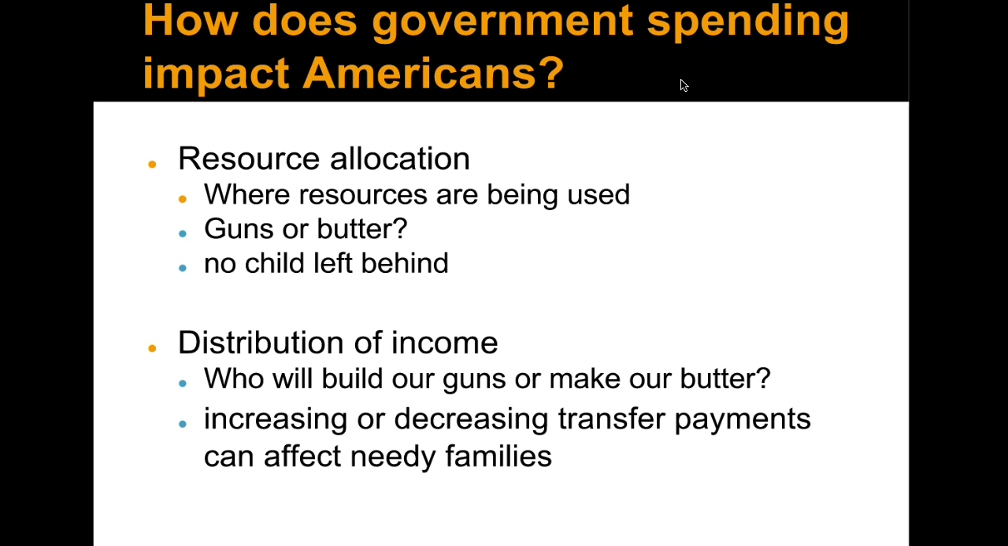Who will build our guns and make our butter? Let's say that the government makes a decision to buy fighter planes from one factory rather than another factory. That's going to have a huge impact on the communities near both factories. The one that gets the government money is going to have an economic increase. The one that doesn't is probably going to have an economic decrease. Maybe that factory will go out of business and all those people will lose their jobs. So where the government chooses to spend its money can have a huge impact on people's lives.